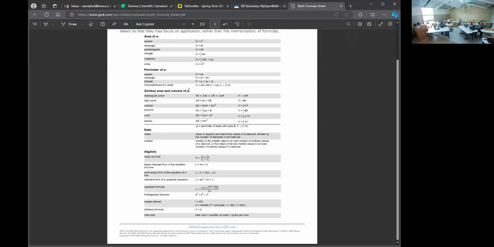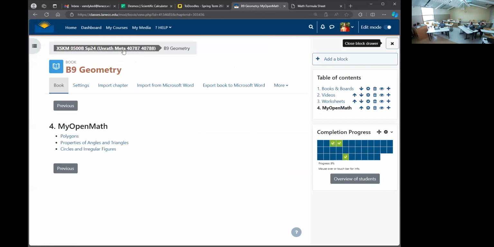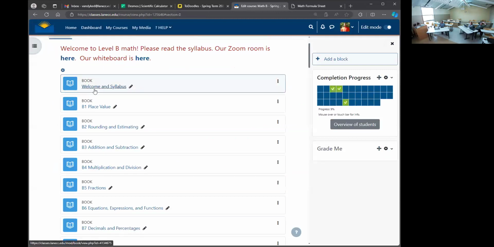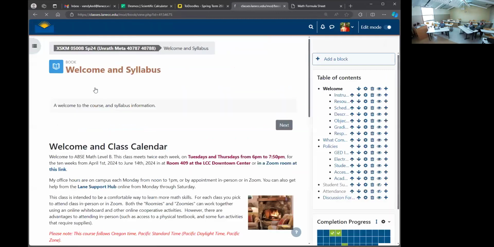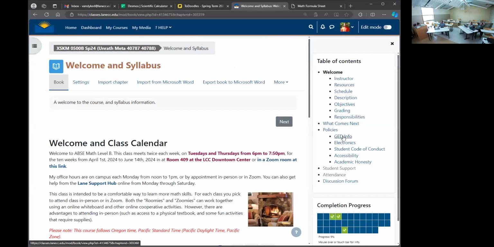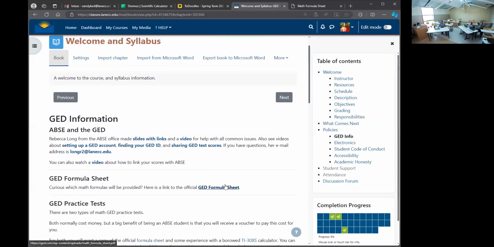And remember, if you want this formula sheet, where did we get that? We went to the welcome and syllabus, where all sorts of good stuff is. And one of these is named GED info. And then in the GED info, the formula sheet is right there.